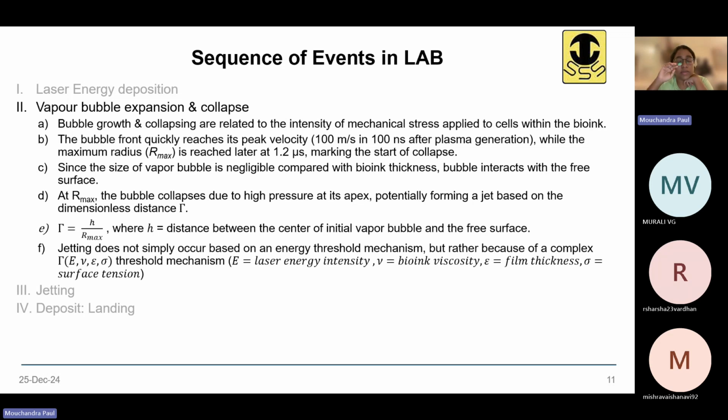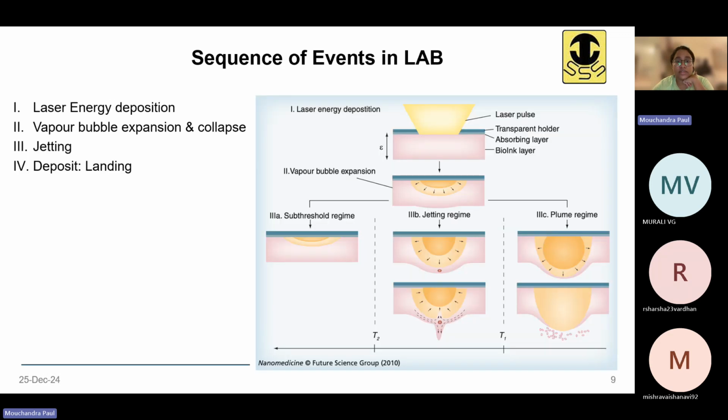R max is the maximum radius of the bubble that it has to attain, after which it will collapse. Whereas H is the distance between the center of the initial vapor bubble and the free surface of the bioink. As H will grow, the bubble size will increase, and then a point will come when H will become the same as R max. In that way you can basically quantify the value of gamma.